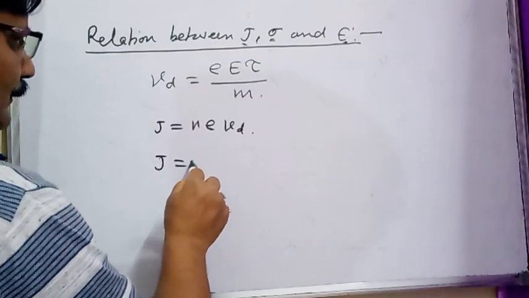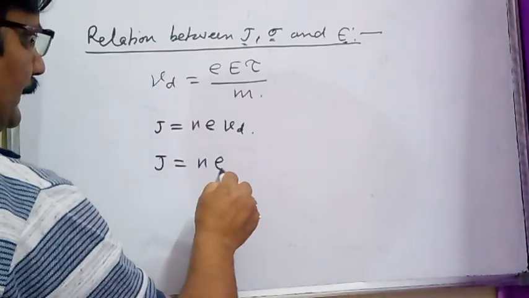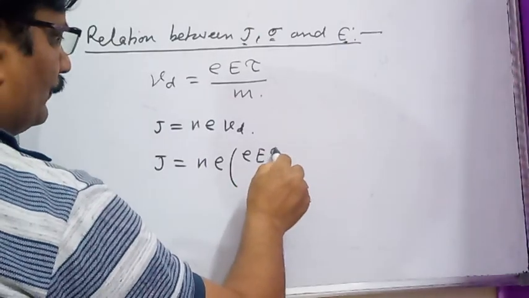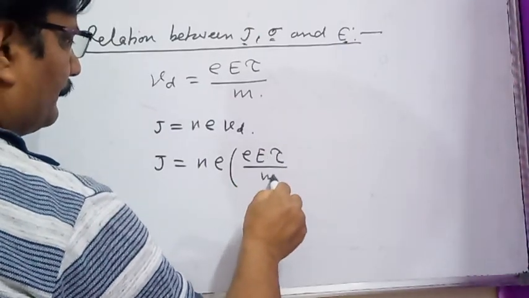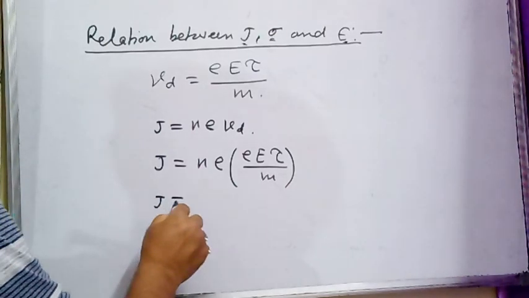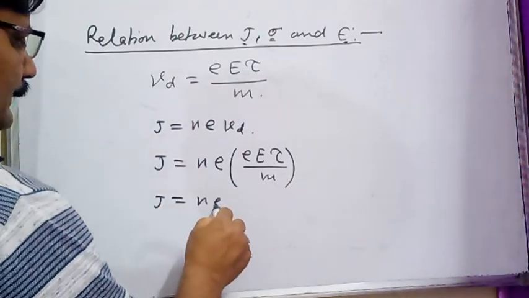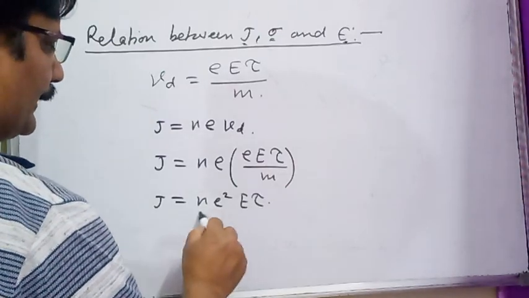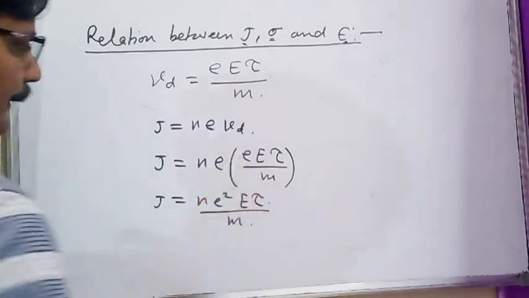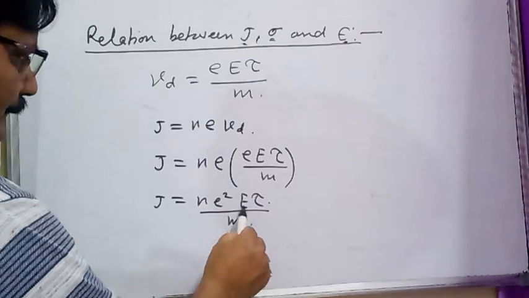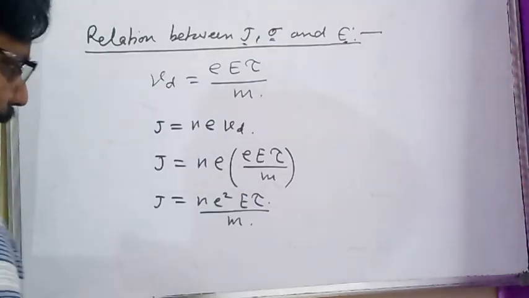that is current density, is equal to n e multiplied by eEτ by m. So value of the current density J can be written as ne²Eτ divided by m. This is current density and electric field.